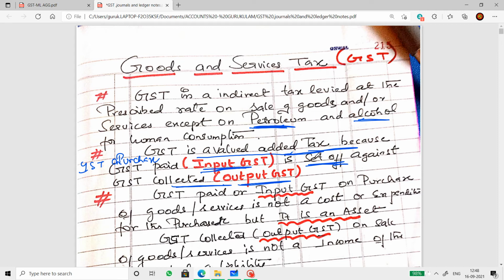Now when the dealer sells the same TV to the consumer, he will collect GST on sales. The previous one was GST on purchase. This is GST on sale, which is otherwise called output GST. So the net GST, the amount that the dealer will remit to the government, is the difference between these two: output GST minus input GST.